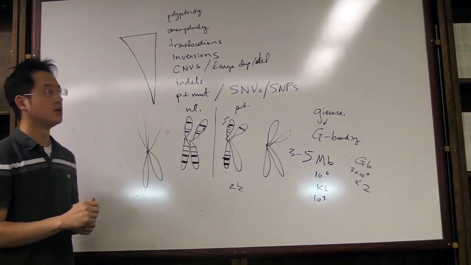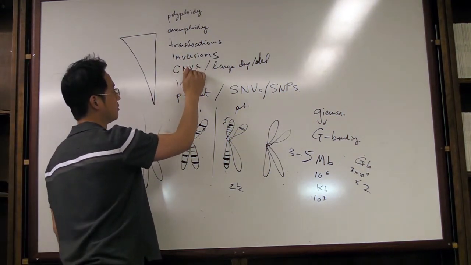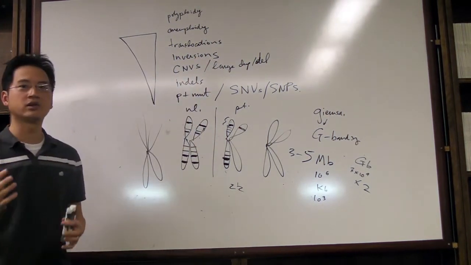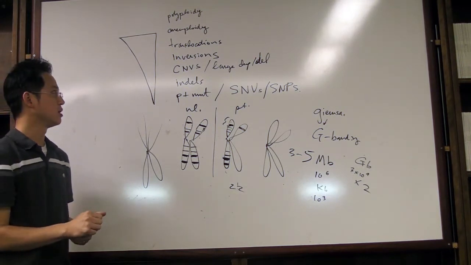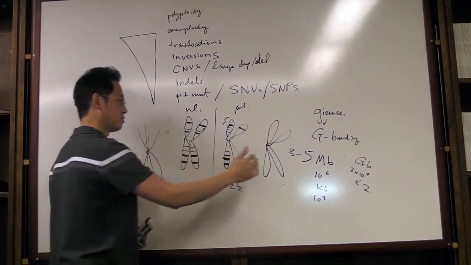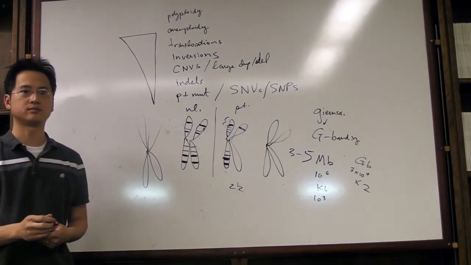karyotyping level. But what fails in karyotyping is when you start getting down to very small things. So CNVs, if it is 500,000 bases, which is quite large in terms of what we deal with today, forget it. You can't detect it by karyotyping. But if it's 5 megabases and above, you might have a decent time of detecting it.